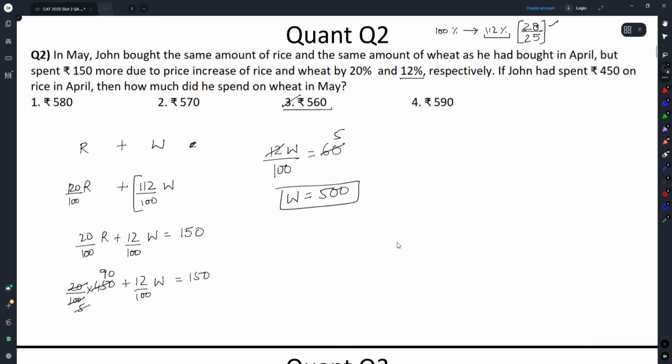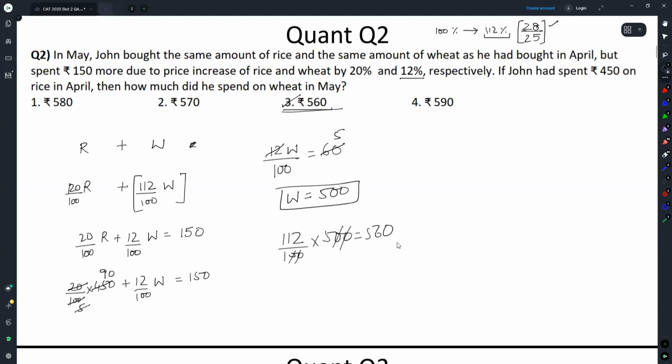Now, the price that you pay for wheat in May is this much. So 112 by 100 into 500. Cancel, cancel, cancel, cancel. Gives me 560. Has to be option 3 only. This is the equation way.